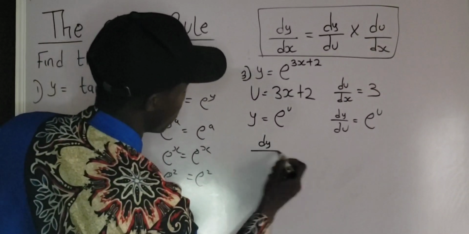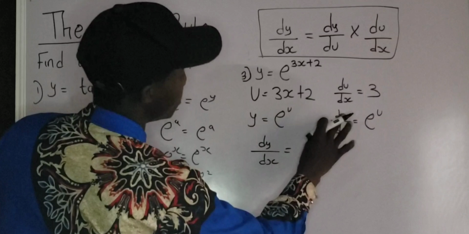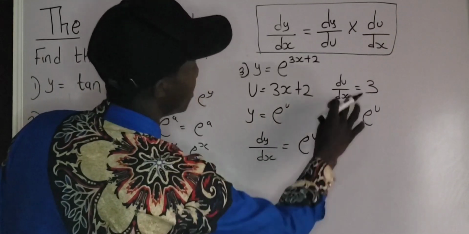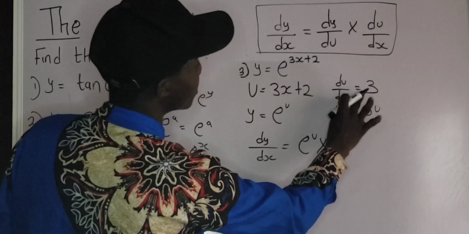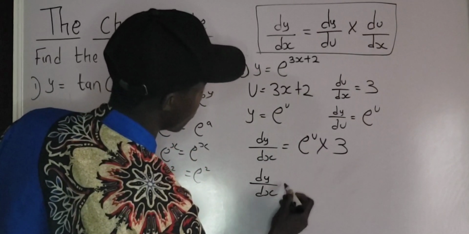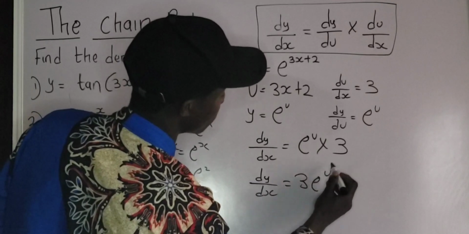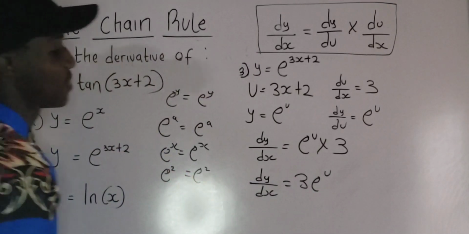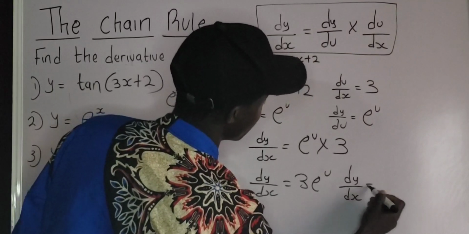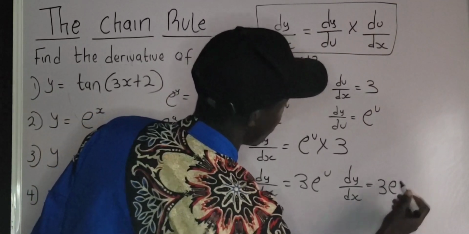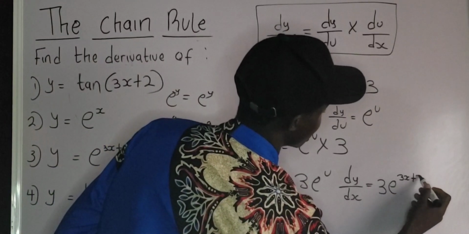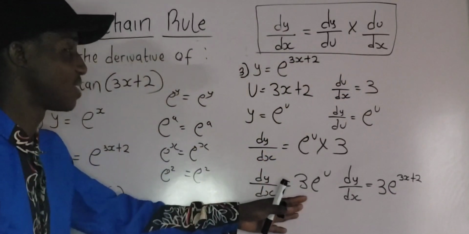dy over dx is equal to dy over du, which is e raised to the power of u, multiplied by du over dx. du over dx is 3. So e raised to the power of u multiplied by 3. dy over dx is equal to 3 e raised to the power of u. Do you understand? So I'm going to substitute u. That will be 3 e raised to the power of 3x plus 2. Do you understand?